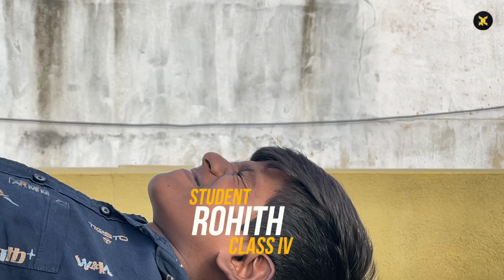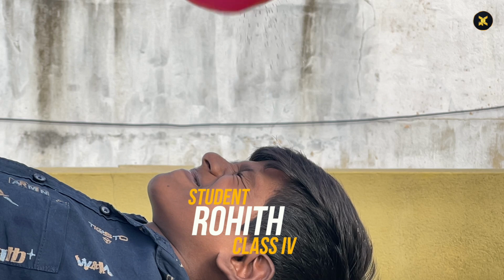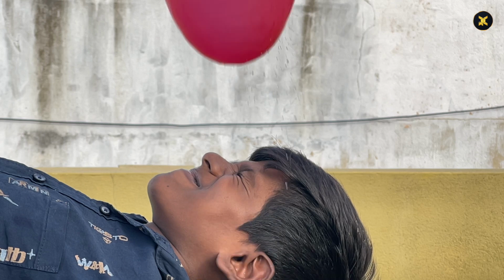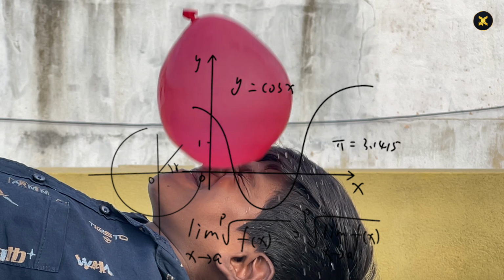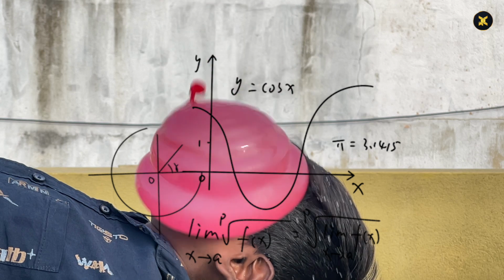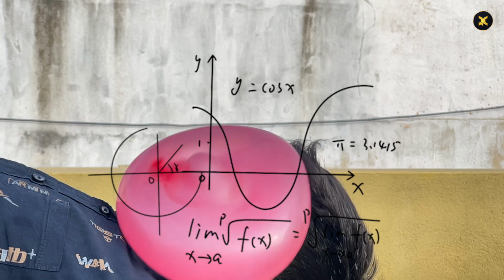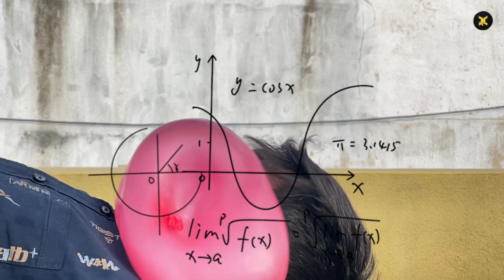Now he is another student. He is Mr. Rohit, who is studying class 4, a funny guy. He will also do the same thing. He is going to have the balloon on his face. So you can see the complete face being covered with a big balloon which is filled with water.